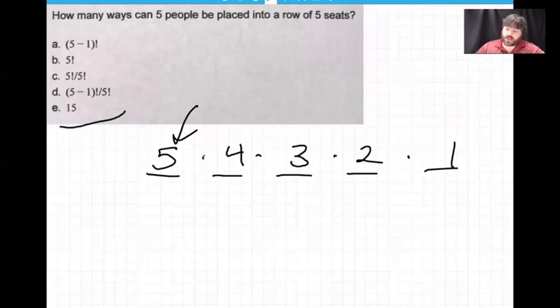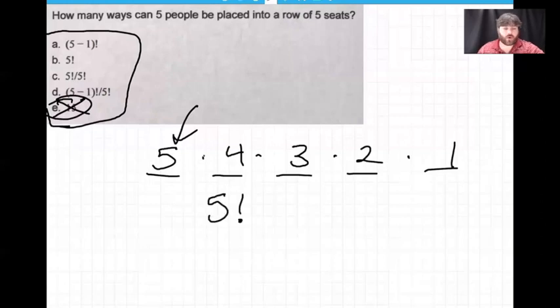But really, if I look at my answer choices, none of them are just a number except for 15, and it's not going to be 15. But I just remember that this notation is 5 factorial. 5 times 4 times 3, all the way down to 1, that's 5 factorial. So answer choice B is correct. This one here kind of looks sort of like something we've done, but it's not really anything. This doesn't look like anything we've done, and this is like if there was one less. So none of those are going to be the correct answer. So it's going to be answer choice B.